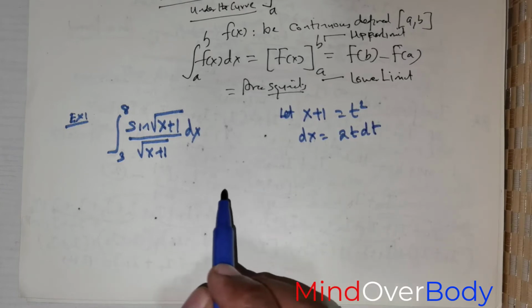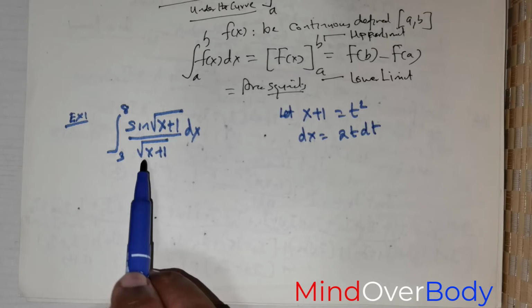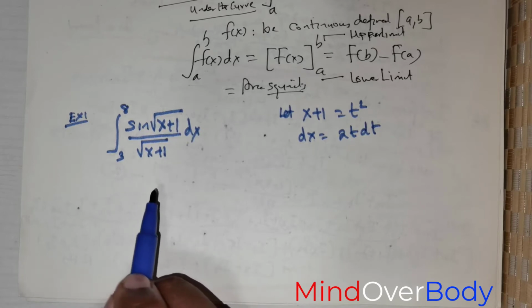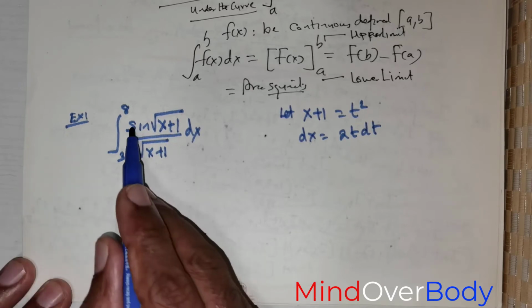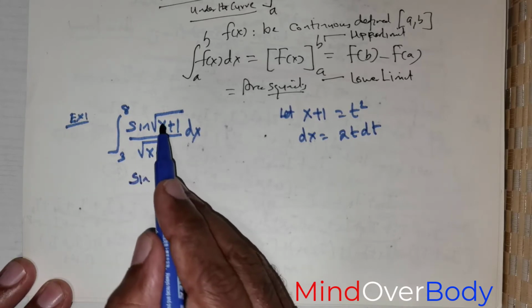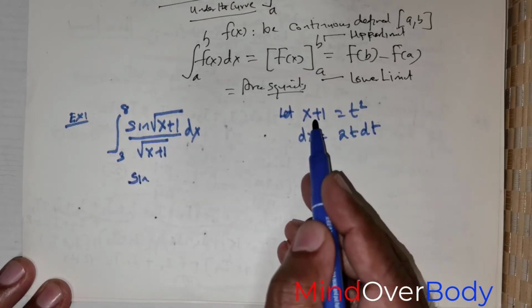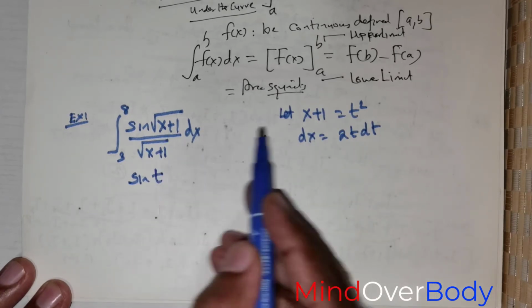Now there are two ways that we can integrate this. I'm going to be showing you both the ways. Now let me show you the first way. The first way is as follows. So in place of root of x plus 1, I have to substitute this. So this one would give me t, because x plus 1 is t squared.